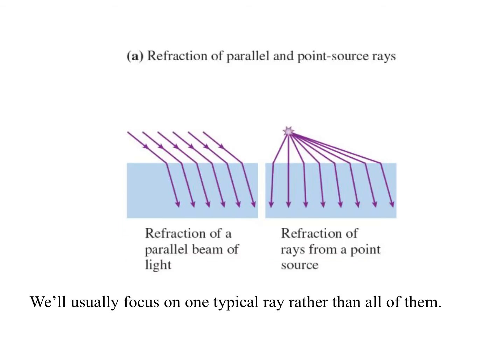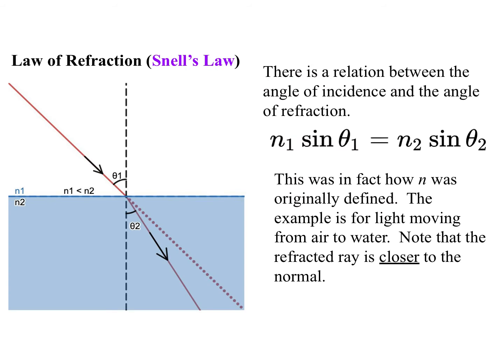Here we sketch out a ray diagram for a bunch of parallel rays, and we see that they all refract off of a flat surface. They refract in parallel fashion. But if we have a point source, then of course they'll refract at different angles because they're hitting at different angles. We'll usually focus on just one of the rays rather than all of them. This leads to something called Snell's law, which is an empirical relation, although there are theoretical underpinnings for it. It was discovered by people very carefully making measurements with light beams.